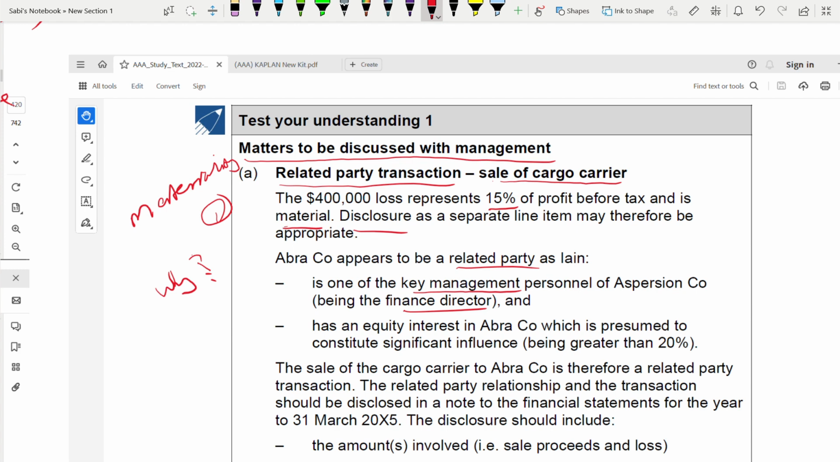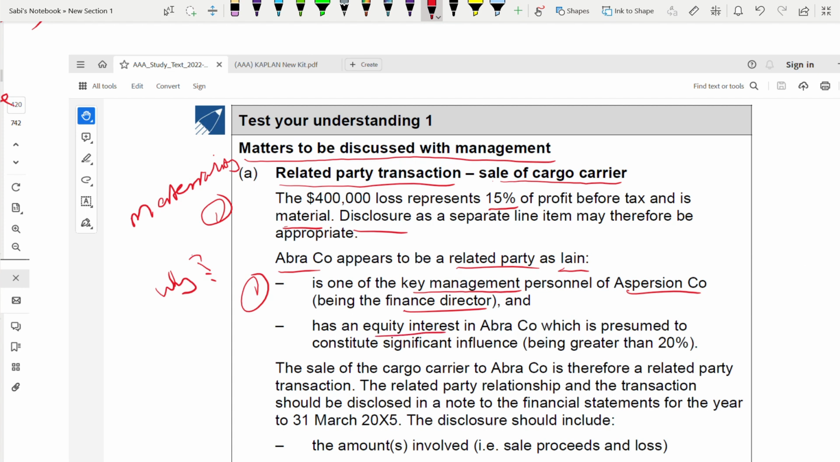So who is related to whom? The seller and the purchasing company. Abrar has purchased from the other company. They both are related because Lien, the finance director, is a key management personnel. Number one reason. Number two, why they are related is equity interest.